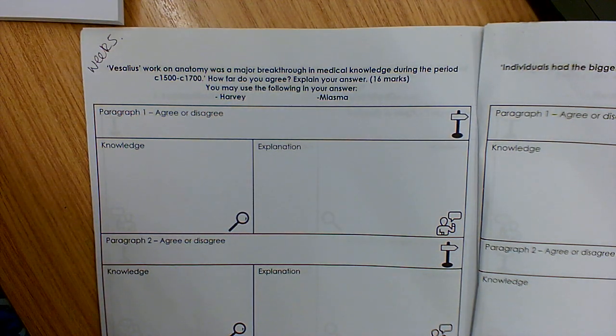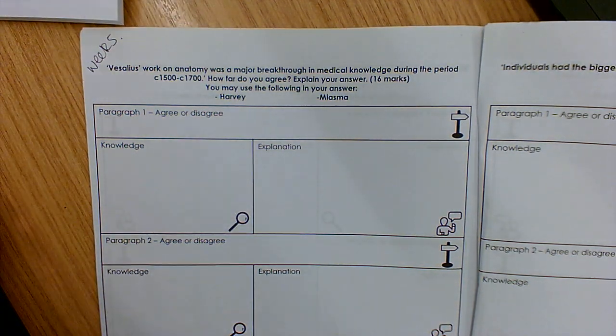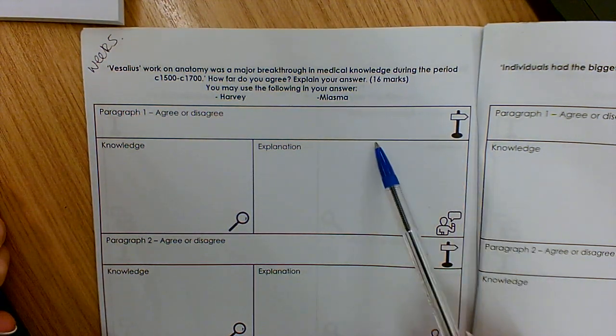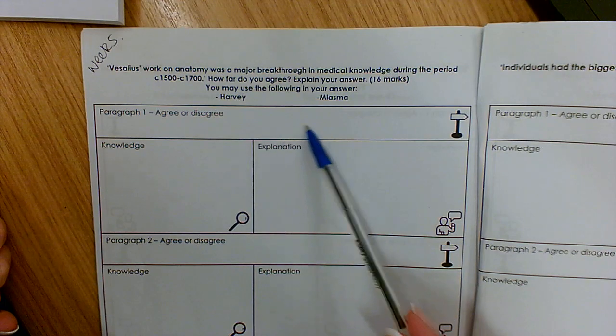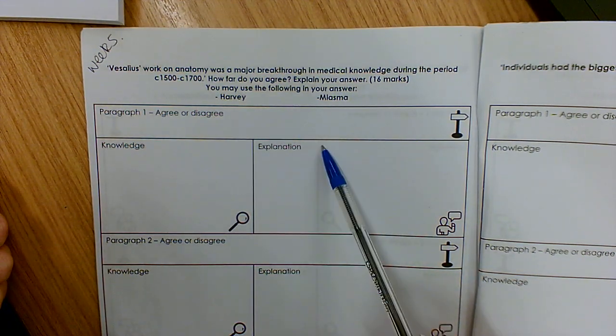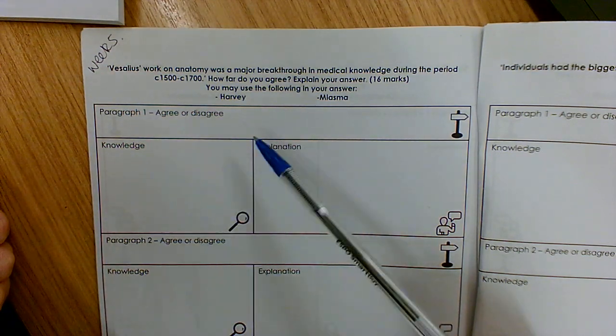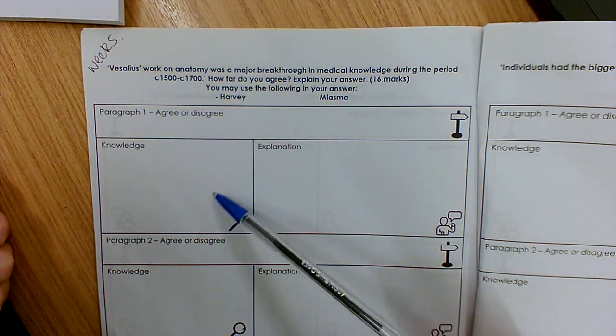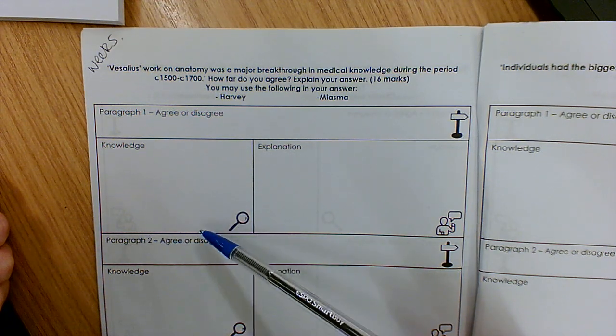So, for a 16-mark question, you need 3 paragraphs. So we've laid it out like this. This is your signpost box. This is where you just state what you're going to write about in the paragraph. In an exam situation, you would turn that into a sentence. In this box here, you write a list of the knowledge that you would include, that specific detail that gets you the marks in the exam.